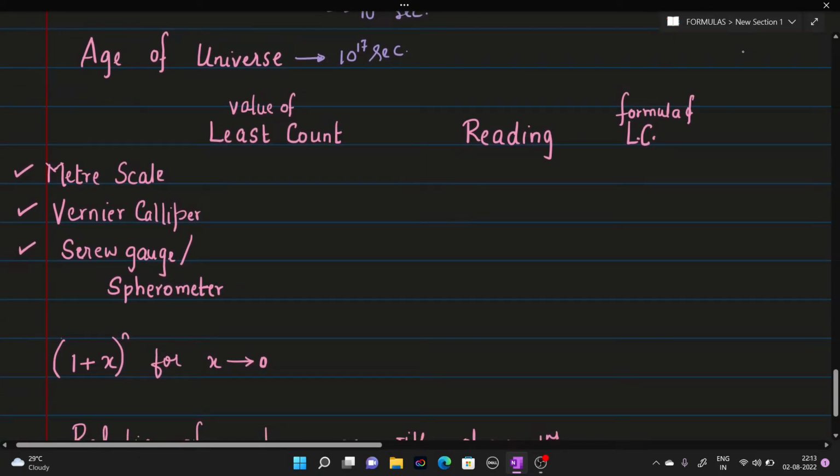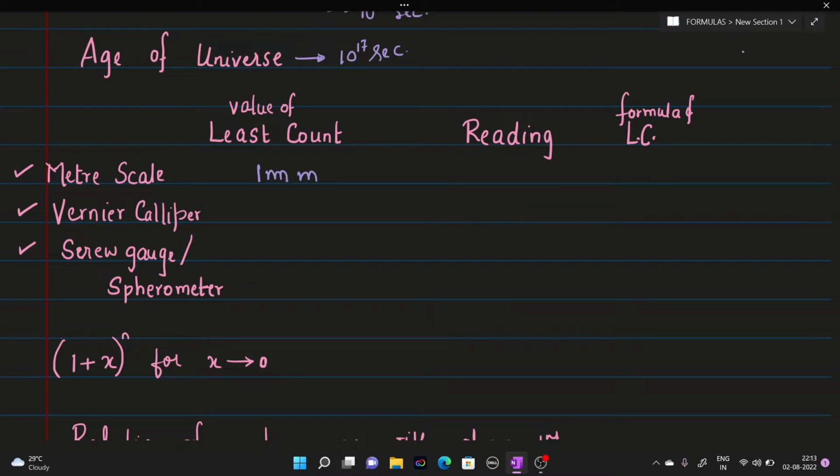After that are the meter scale, vernier caliper, and screw gauge or spherometer values. The value of least count for meter scale is said to be 1 mm. Later on, for vernier caliper it is 0.1 mm, and for screw gauge it is 0.01 mm. So it is just adding a decimal point each time. So remember it in the sequence itself. It would be easier.